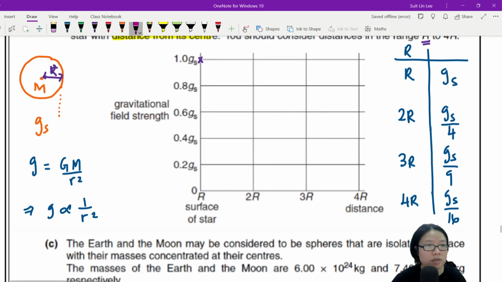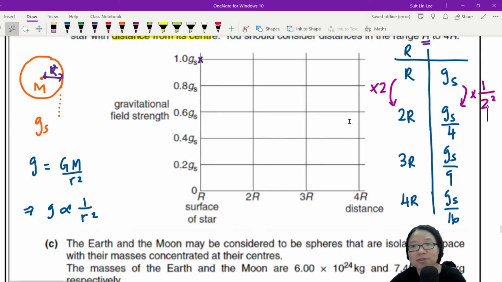Just in case you want to look at it, when you move from here to here, times 2, you times 1 over 2 squared. This is what I mean by inversely proportional. Then you times 3, times 1 over 3 squared. So now let's plot the graph.